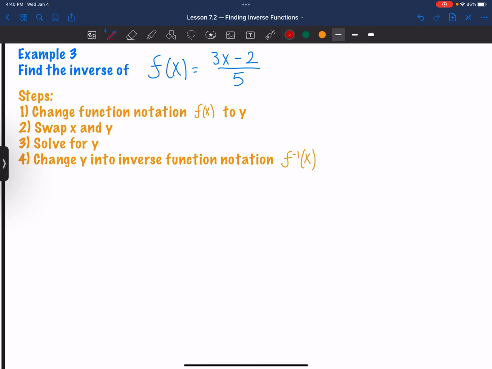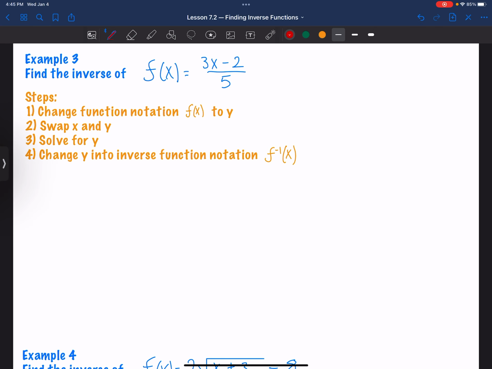Okay? So I've highlighted the steps in gold here. The steps are, step 1, you will change the function notation f of x to y. Then you will swap x and y, and then you will solve for y, and then to formalize it, and this is important because we want to formalize this, is to change y into the inverse function notation f inverse of x.